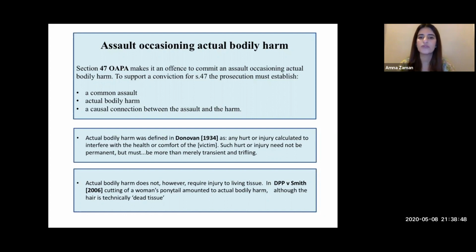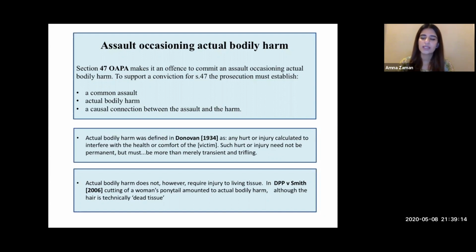Section 18 being the most serious offense, Section 20 is lower in hierarchy than Section 18, and Section 47 is the least serious crime of violence set out in the Offences Against the Person Act. Actual bodily harm was defined in the authority of Donovan, 1934.